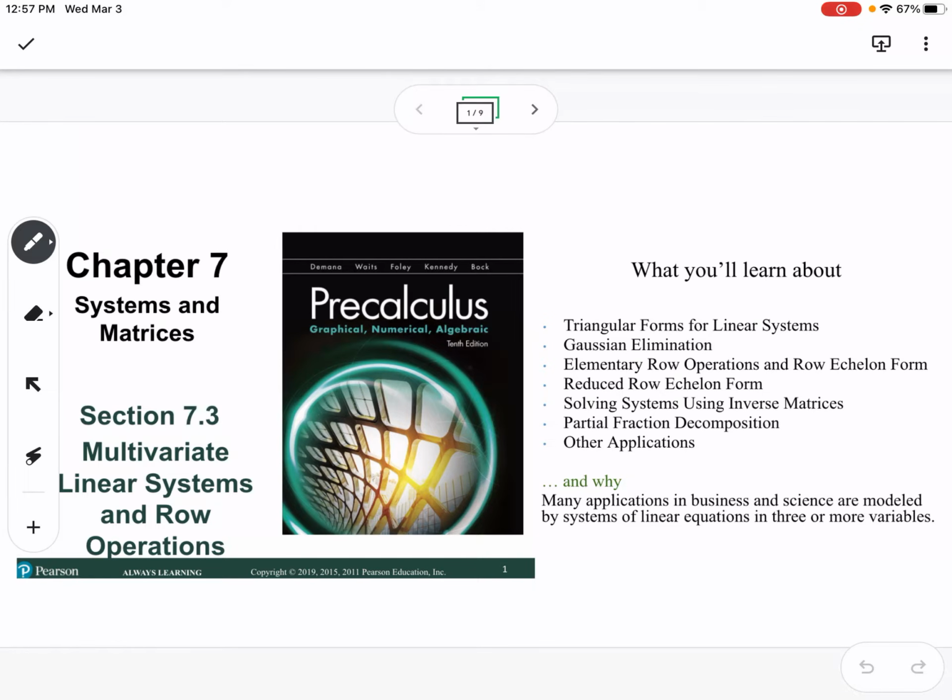This is section 7.3, which is multivariate linear systems and row operations. We're going to focus on Gaussian elimination, elementary row operations, and both row echelon and reduced row echelon form, and then how we can use matrices to solve systems.